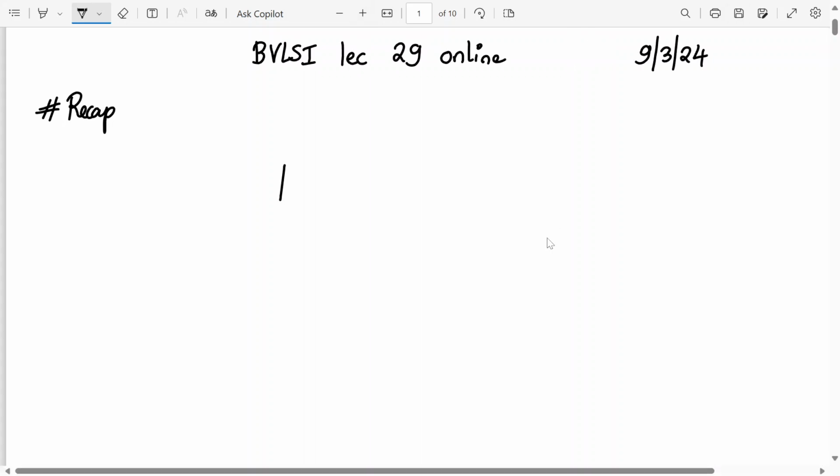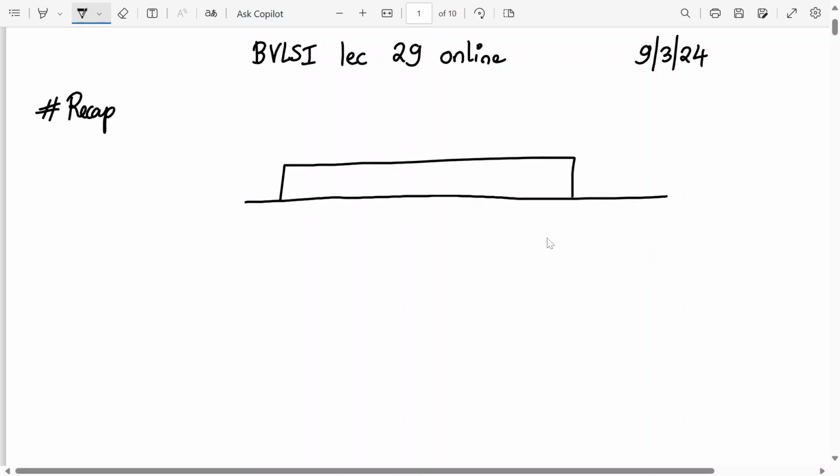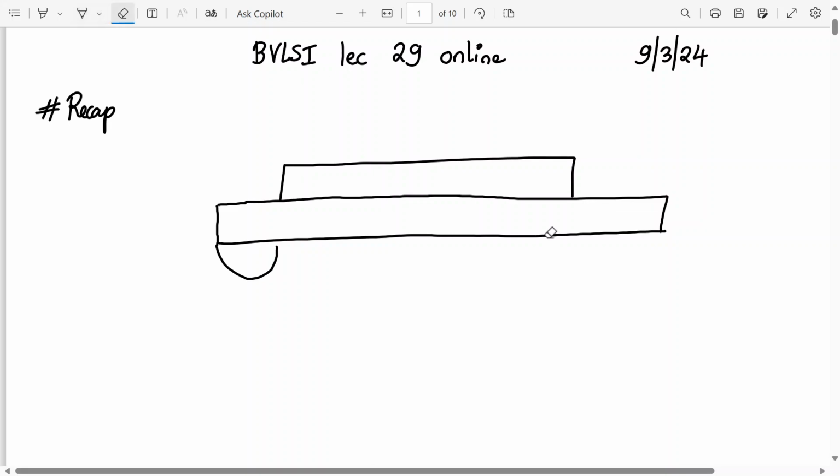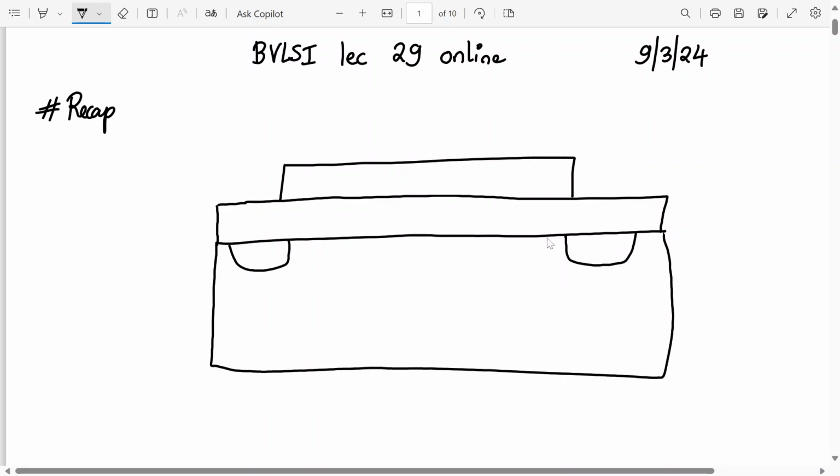So we have a gate terminal, then followed by the oxide layer. Okay, this is my oxide layer, and then we have N plus diffusion. This is my N plus diffusion region. This is P plus diffusion region, and then later on I have a P substrate. So here is my P substrate.